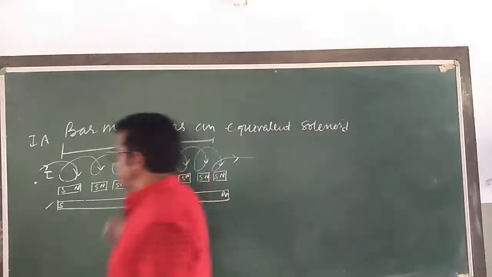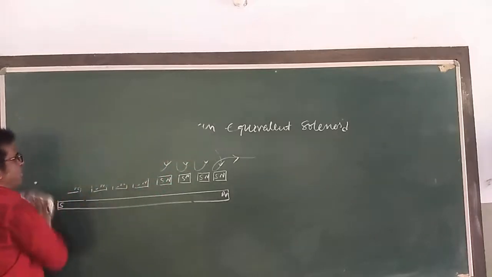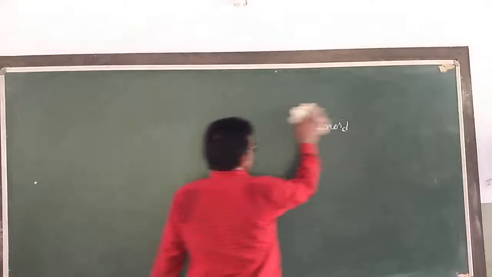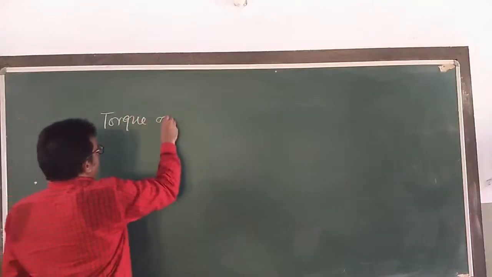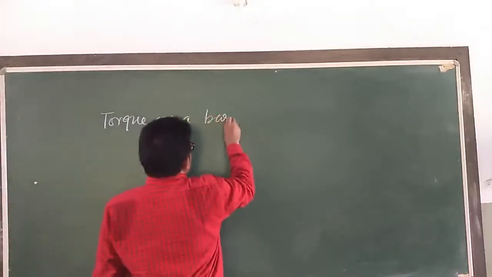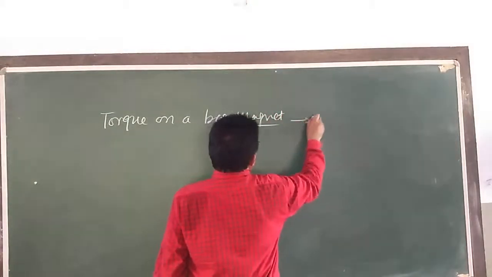Write down. Then, my dear children, the next important article is torque on a bar magnet in a magnetic field. Write down: torque on a bar magnet in a magnetic field. This is our topic.